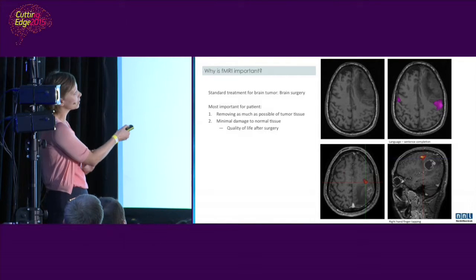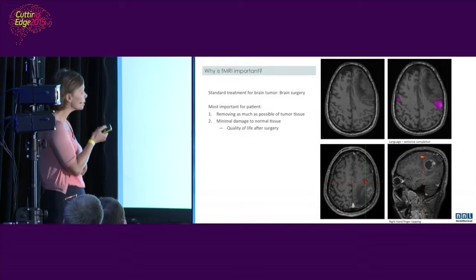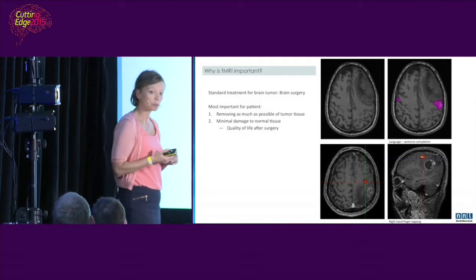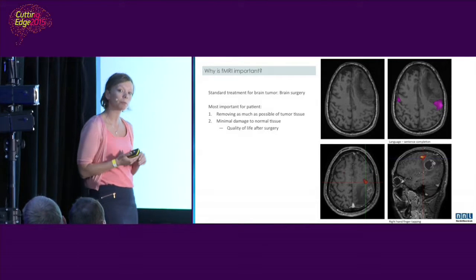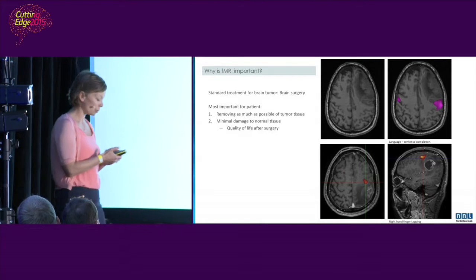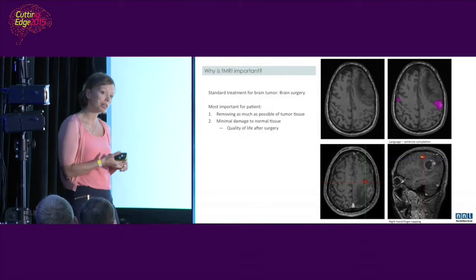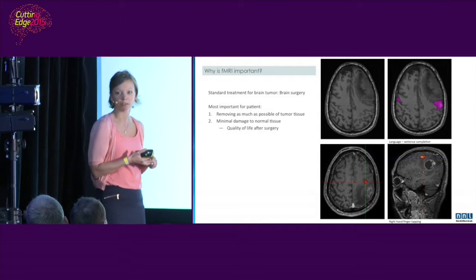So this is a patient that has a brain tumor. This is a brain tumor. This is not normal brain tissue. So this patient is going to have brain surgery. And there are two things that are very, very important for this patient. First of all, we need to remove as much as possible of the tumor. So the neurosurgeons want to go in and remove the tumor. But it's also very, very important that the patient has a good quality of life afterwards.